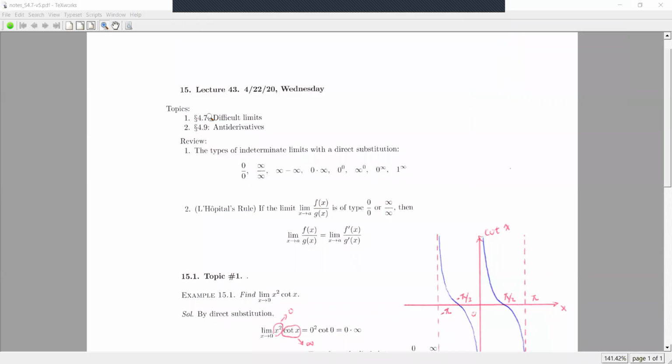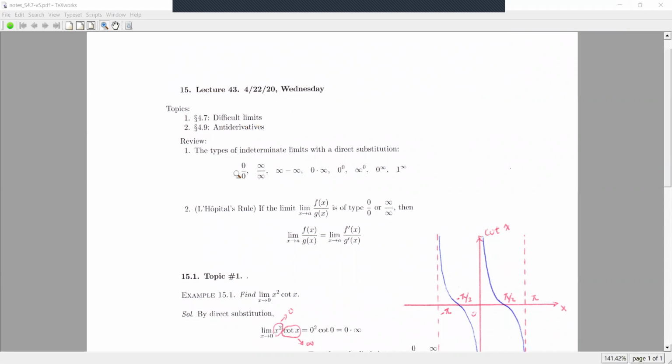Two topics today. I want to show you more examples about L'Hopital's rule. Then we turn to study section 9, anti-derivatives. Have a brief review first.